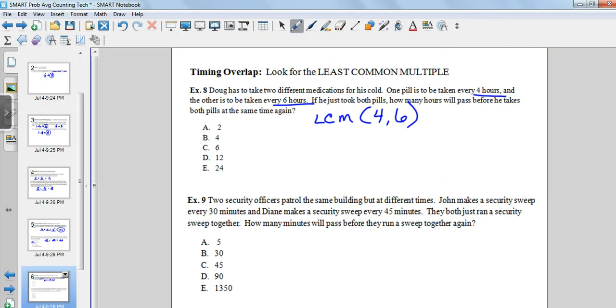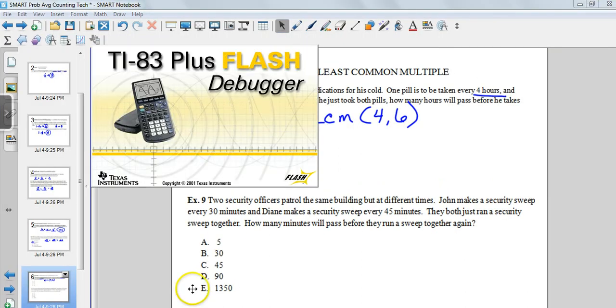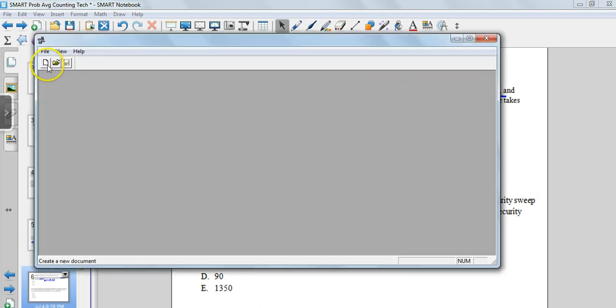However, if you are not sure how to find the least common multiple, what I would like you to do on your TI 83 or 84 is grab your calculator, see if mine will load, and I'm going to show you where on the calculator you can actually find this function.